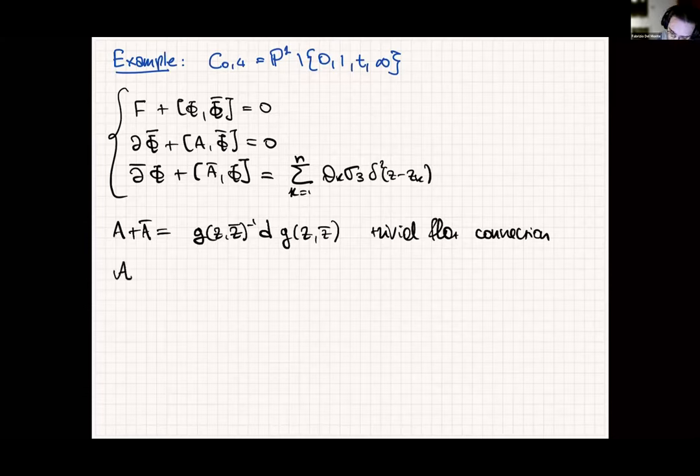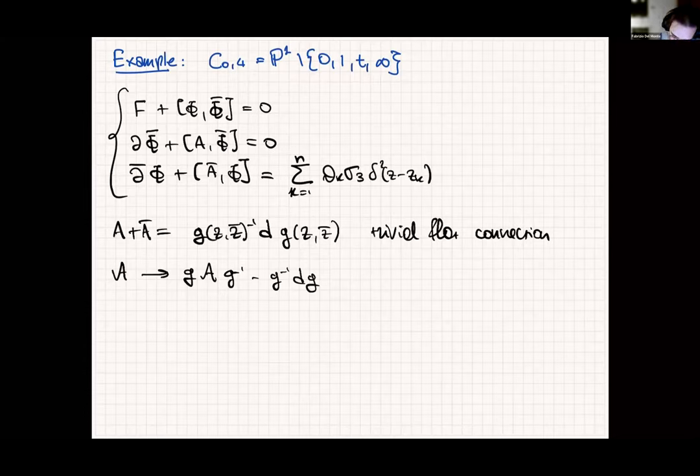And so we transform the previous curly A to G A G inverse minus G inverse dG. Well, let's say that this is morally true modulo the conjugation side, which I might have gotten confused about.